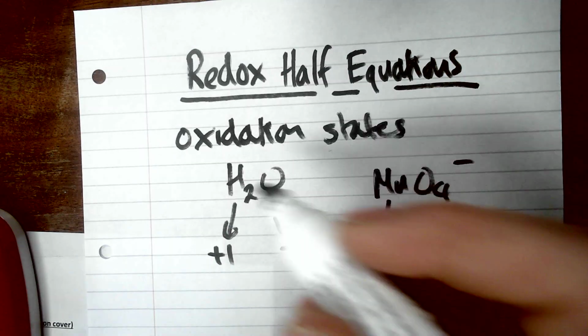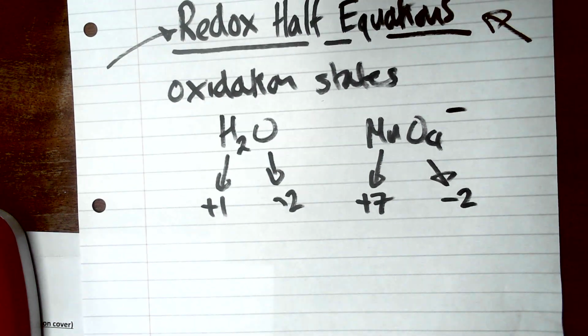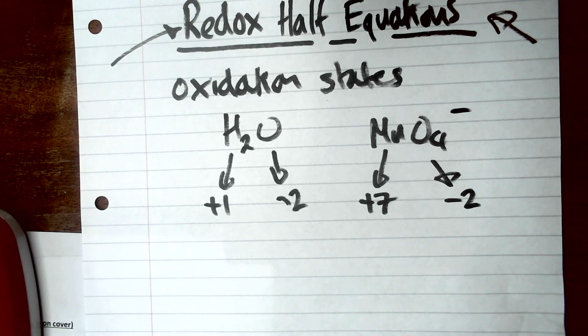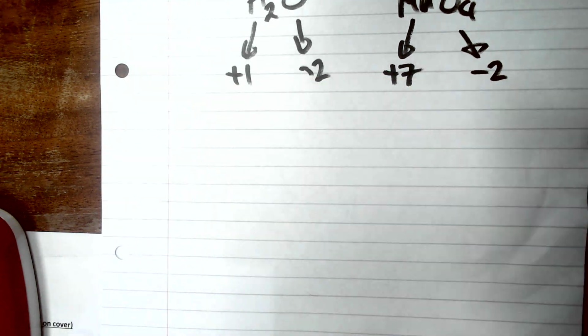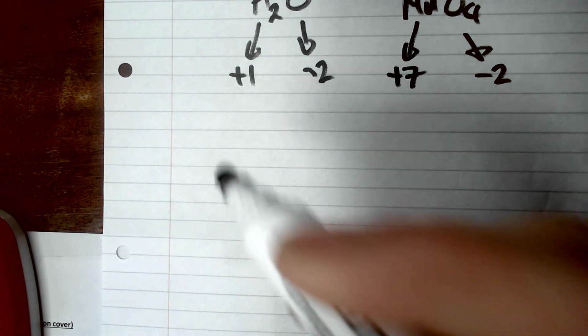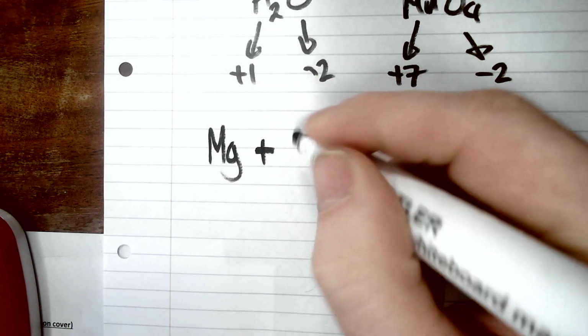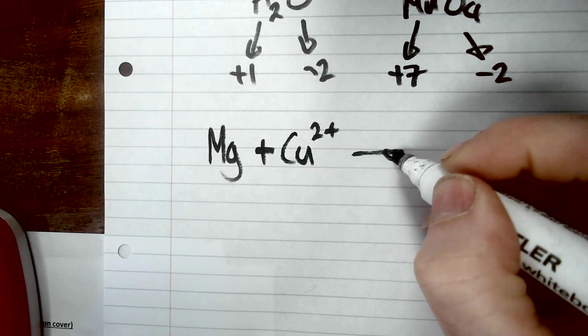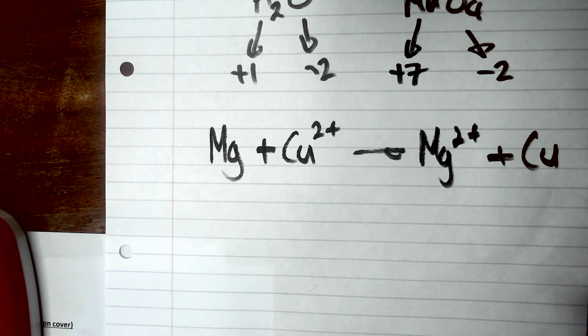In today's video, we're going to be looking at redox half equations. Firstly, I'm going to tell you what a redox half equation is, and I'm going to do that by example. I'm going to write down a typical redox equation: if we've got some magnesium and it reacts with copper 2+, you're going to make Mg2+ plus Cu. That's an overall ionic equation.